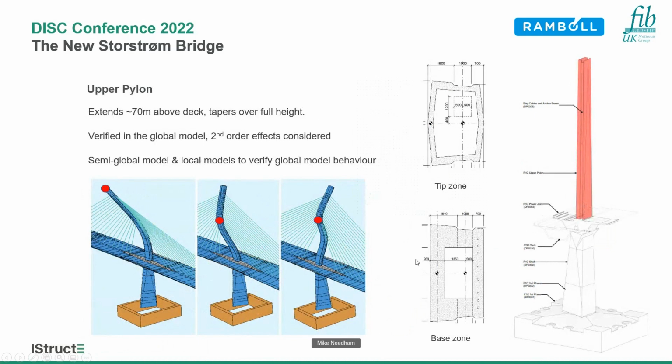The upper pylon extends some 70 meters above the deck and tapers over its full height. For this, we needed to verify it in the global model, but we also needed to consider second order effects. So semi-global models and local models were used to verify that we were picking up all of the effects we needed associated with the global model. You see some typical mode shapes here, showing the extent of deformation in different load conditions.